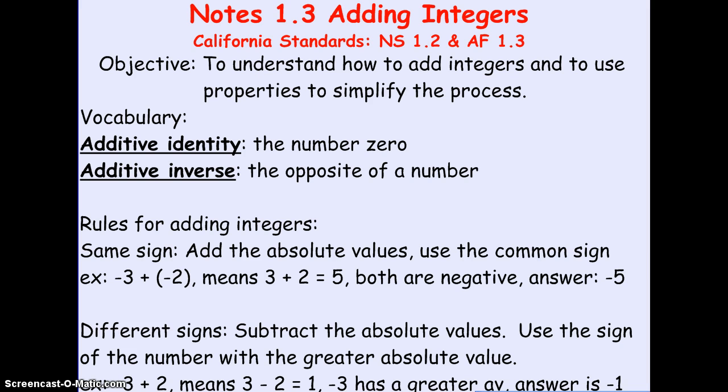You learned last year to secretly subtract. Use the sign of the number with the greater absolute value. So it is important here you remember absolute value is always positive. So if they were both positive, you'd take the sign of the number that would be larger. So in the example, -3 plus 2 means you're going to subtract. 3 minus 2 is 1. -3 has the greater absolute value, meaning it would be larger, so your answer is -1.